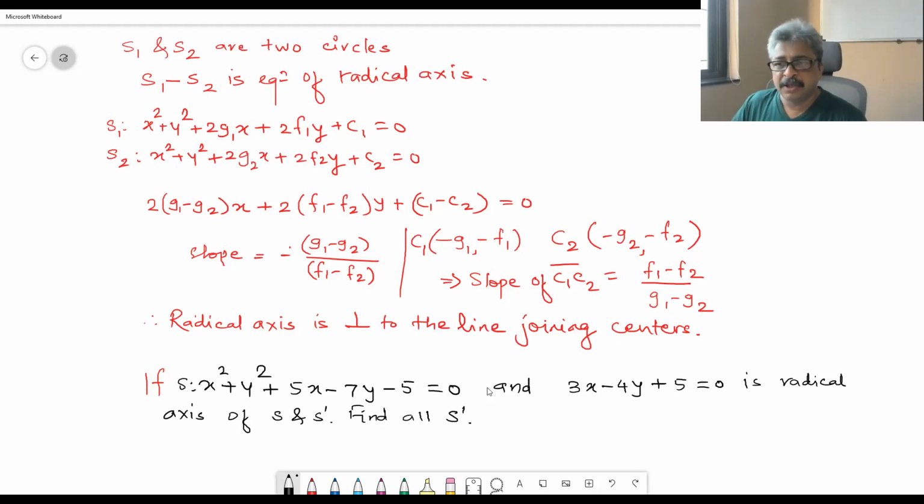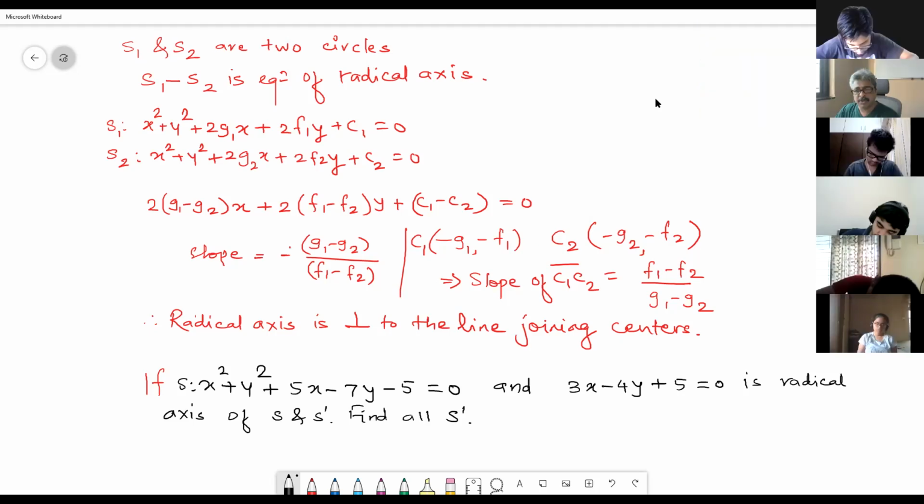So I am asking it in reverse way. Instead of giving you two circles and asking to find the radical axis, I am giving you one circle and the radical axis and asking you to find the second circle, and maybe the family of second circles. You have to just write, because you have done this in 9th standard. Write down. What do you mean by S dash?